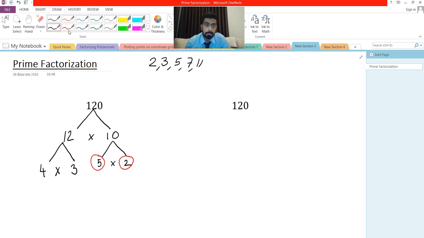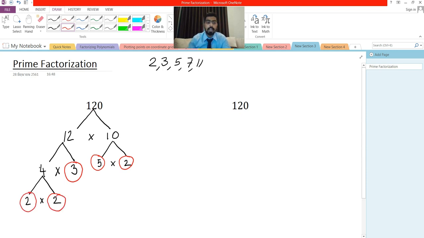4 multiplied by 3 is 12, and we see a prime number here, which is 3, so we circle it and we're not going to touch it anymore. Now we still have one number which is not circled, so we put a branch down and find 2 numbers that multiply to give us 4. The answer is 2 multiplied by 2. 2 multiplied by 2 gives us 4. Again we see prime numbers, so we circle them.